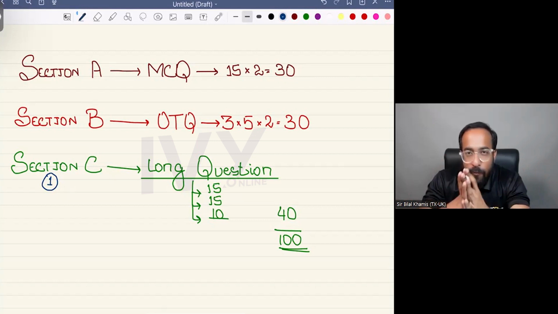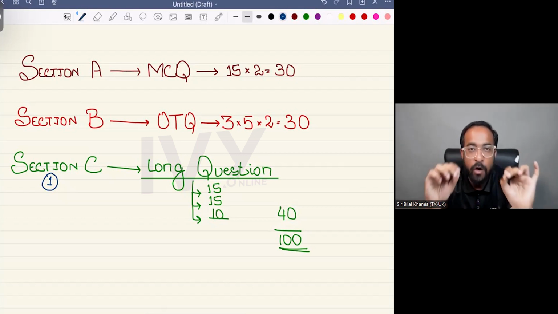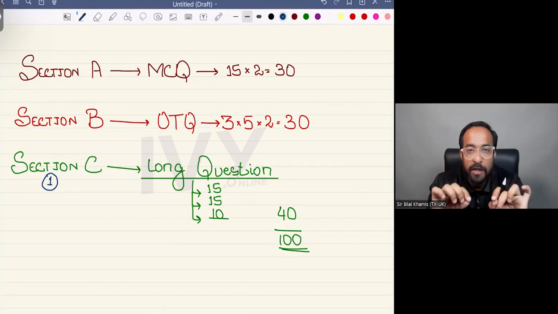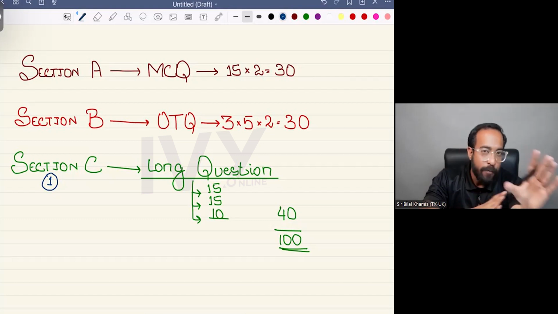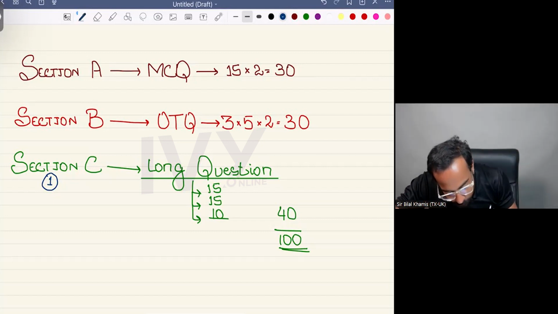So it does not matter whether your answer is correct or wrong, you will be given some marks for the working. I hope you are getting my point. Why I am saying go for section C first is because you can gather some marks from the working, no matter whether the answer is correct or wrong. Let's suppose from 40 marks you are having 25 marks.